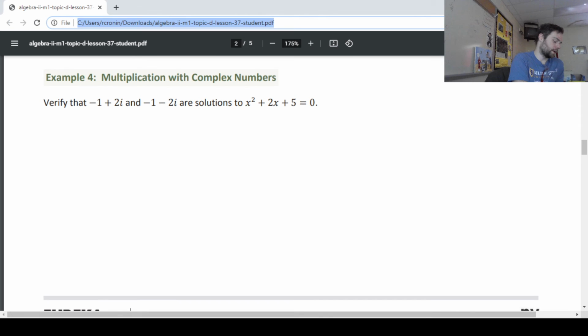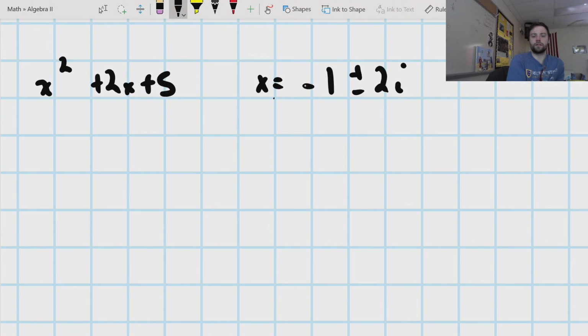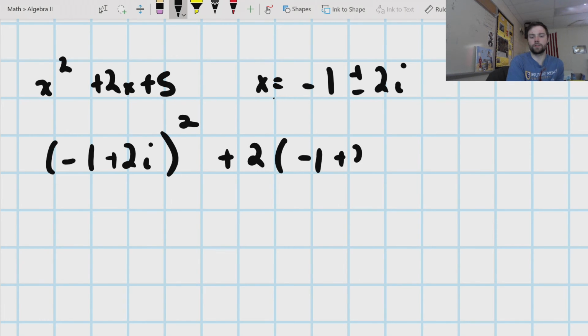So I've got x squared plus 2x plus 5. And I'm going to start with negative 1 plus or minus 2i. So we're going to check these as x. So let me just write those down and we'll get right into it. So I'm going to plug these in for x here. So I've got negative 1 plus 2i squared plus 2 times negative 1 plus 2i plus 5. And we make sure that this equals 0.